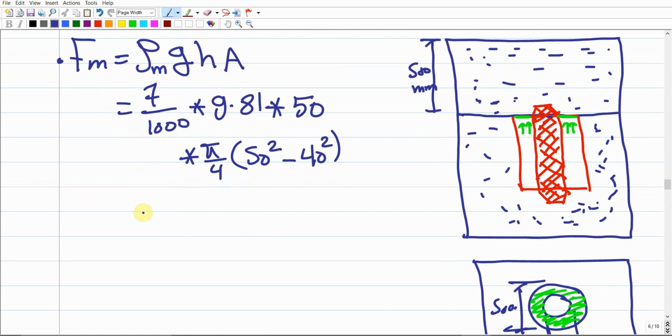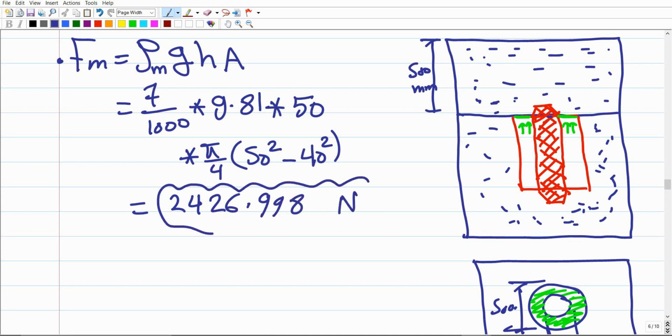If we do the calculation, we're going to end up with the buoyancy force acting on the casting in this case. It's going to be 50 squared minus 40 squared, times pi over 4, times 50, times 9.81, times 7 divided by 1000. This is going to give us at the end 2426.998 Newton. This is the buoyancy force acting on the cube because of the casting, in case we decided to cast this product vertically.